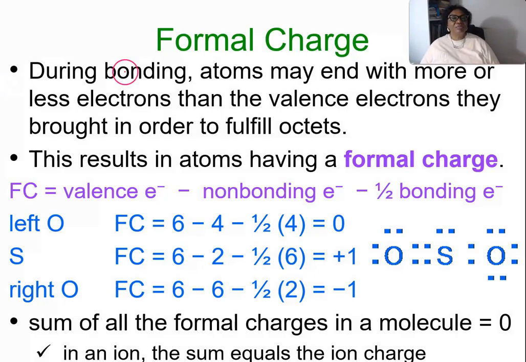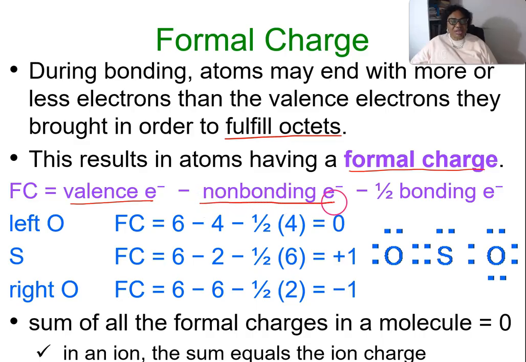So we want to study formal charge. So during bonding, atoms may end up with more or less electrons than the valence electrons they brought in order to fulfill the octet. This results in the atom having a formal charge. So formal charge. How do we calculate the formal charge of an atom in a molecule? It's valence electron that it brought minus the non-bonding electron that it has minus half the bonding electron. So this is how we are going to be calculating the formal charge of each atom in a molecule to see whether it gained an electron or it lost an electron during bonding. That's all we are doing.